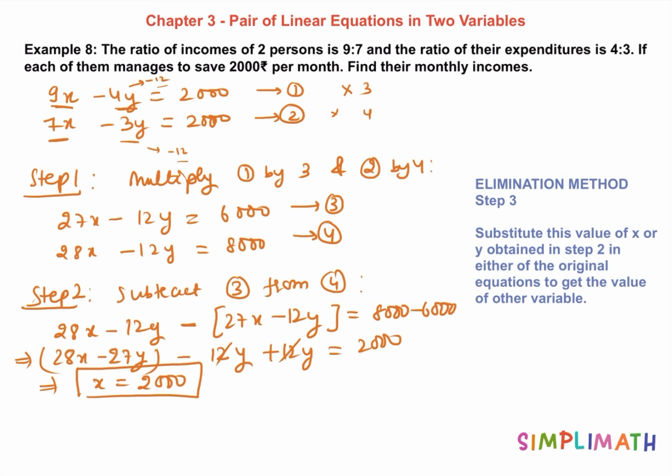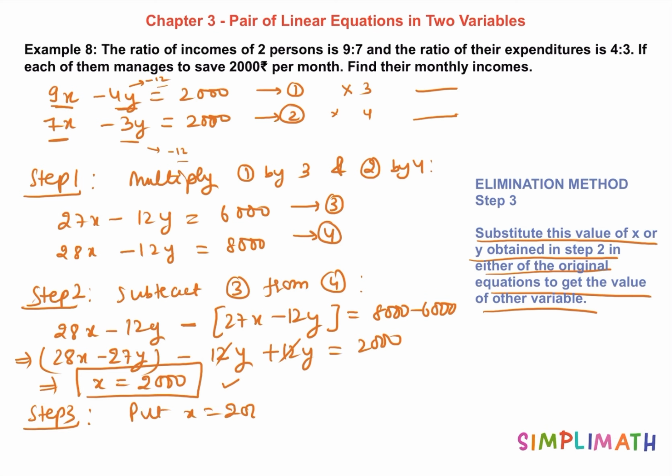Coming to step 3 of the elimination method, it says to substitute the value of x or y obtained in step 2 in either of the original equations to get the value of the other variable. So in step 2 we have gotten the value of x. So in step 3 what are we going to do? We are going to substitute the value of x in either equation 1 or equation 2. So now let us put the value of x in equation number 1, right?